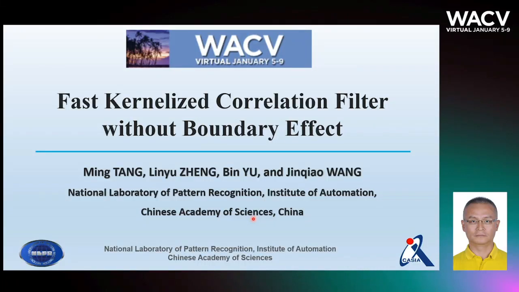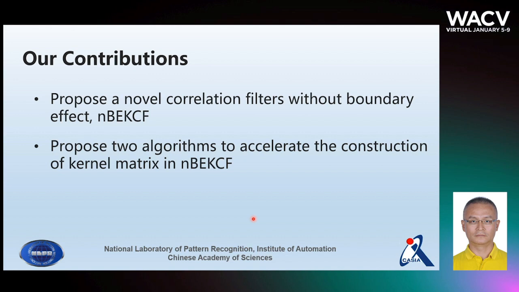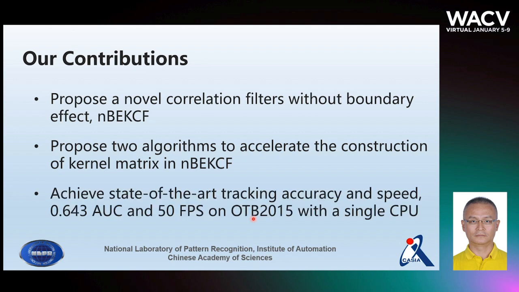Although there were some correlation filters trying to address the boundary effect problem, they all cannot solve it thoroughly. In this paper, we present a novel correlation filter without boundary effect to solve this problem thoroughly. We also present two algorithms to accelerate the contraction of the kernel matrix. Our tracker outperforms all correlation filters which aimed to alleviate the boundary effect.